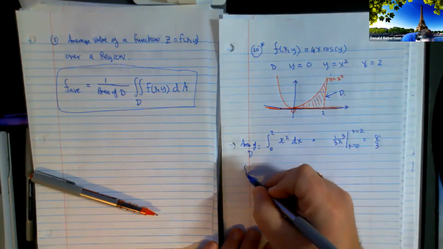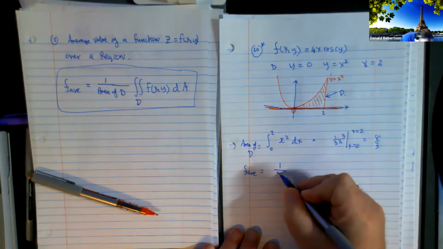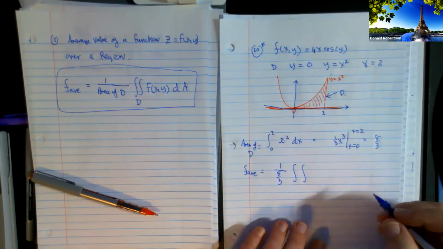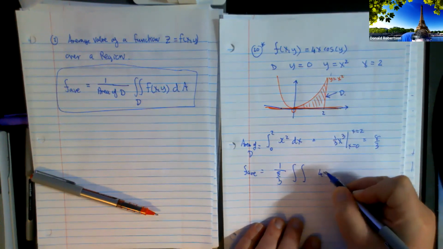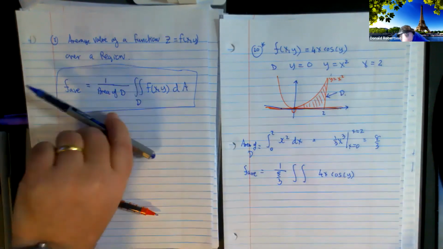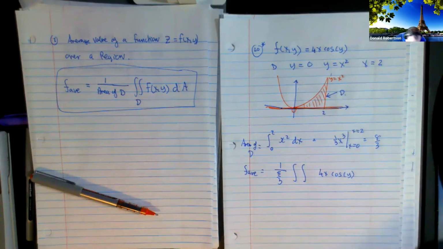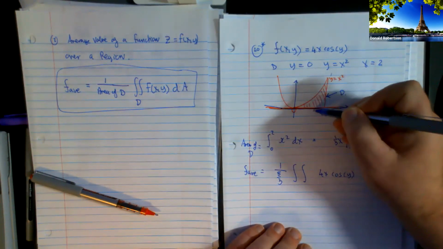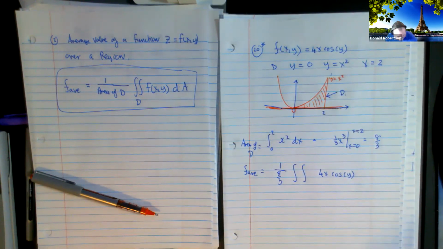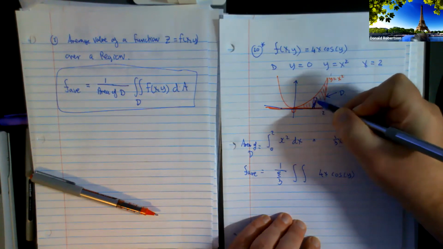Now we can get the average value of the function. It's 1 over the area, which is this fella, times the double integral, which I haven't created yet and I guess I should have, of 4x cosine y. If I look at this particular shaded region, I can go up and down, vertical, or left and right, and both will work. I'm pretty sure at least both will work.